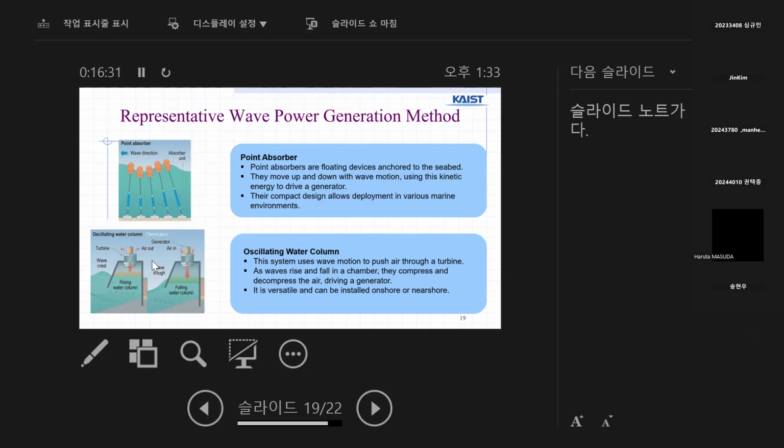The second one is the oscillating water column. This is the turbine, this is the landscape, and this is the ocean. This system uses the wave motion to push air through a turbine. When the wave comes here, the air comes up, and when the wave goes to the left, the air goes down. As waves rise and fall in the chamber, they compress and decompress the air, and this drives the generator to make electricity.